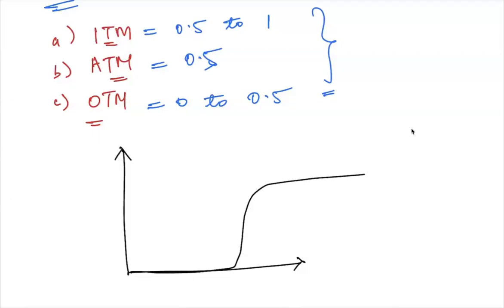Okay, so this is an S-shaped graph. If you see this part, it is out of the money. If you see this part, this is at the money. And if you see this part, this is where it goes from at the money to in the money. So at this point is nothing but your 0.5.